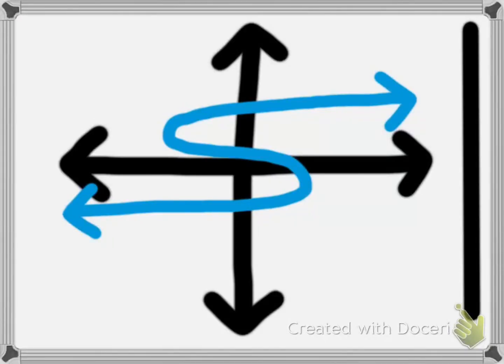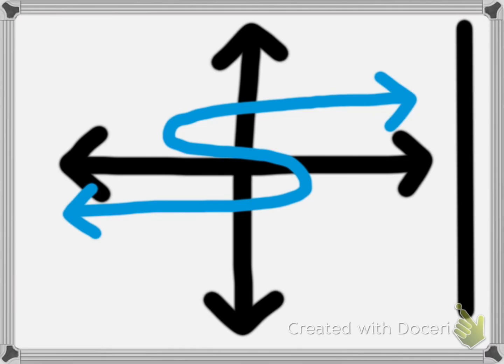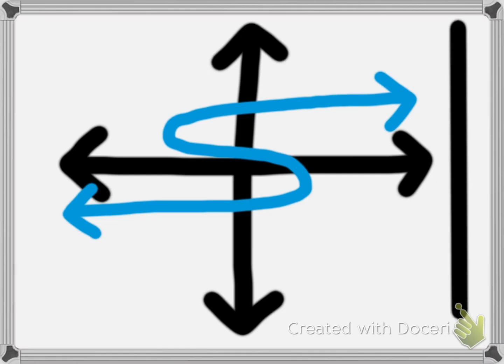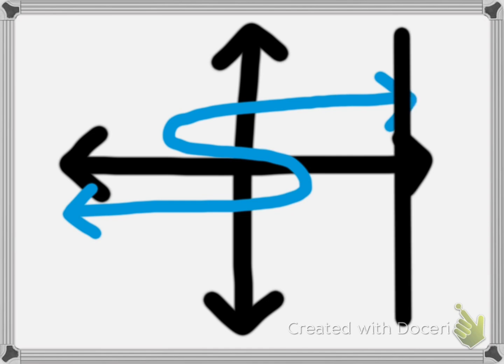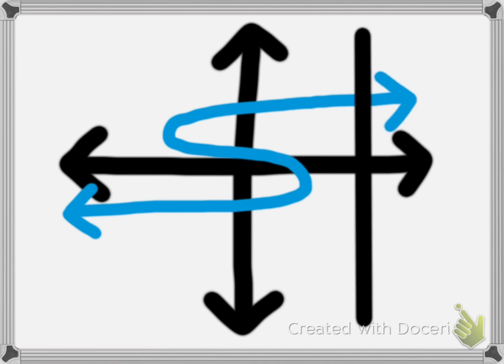So this is another example of a graph that could, keyword could, be a function. I never said it was, but let's do the vertical line test to make sure it is a function. Okay, so far no problems.